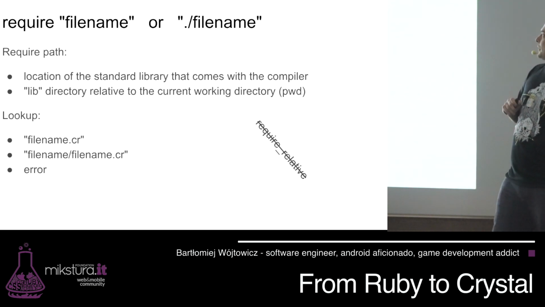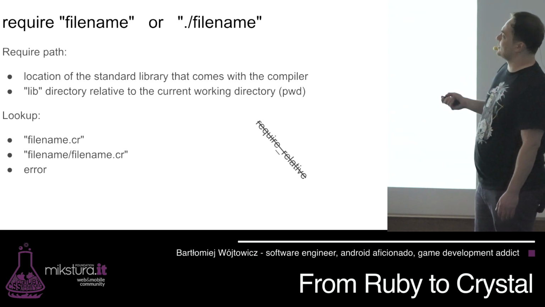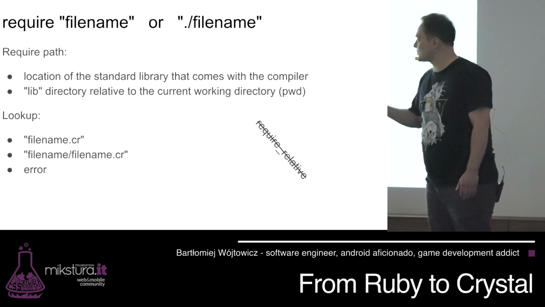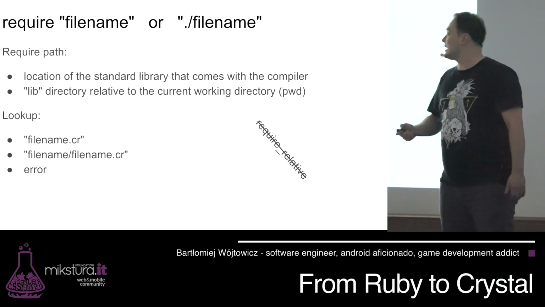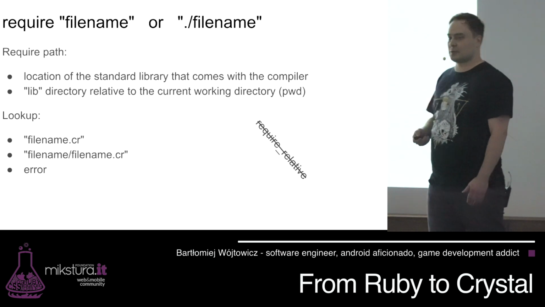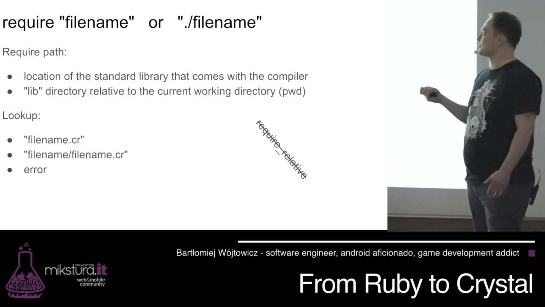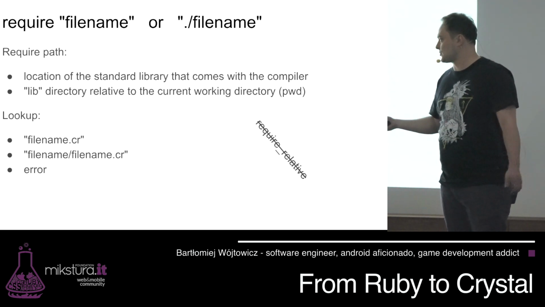Okay, so requiring a file name. When we require a file in Crystal, first we need to define what the require path is. The require path is the location of the standard library that comes with the compiler. So this is basically the standard library of Crystal, and the lib directory in your current project. Okay, so if you require a file, whether it's a library or relative, it will first look up this exact file. If it's not found, then it will go for the directory and the file name in this directory. It needs to be called the same. If not, it will produce an error.